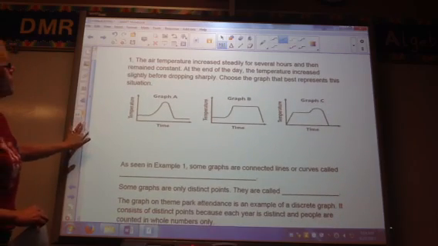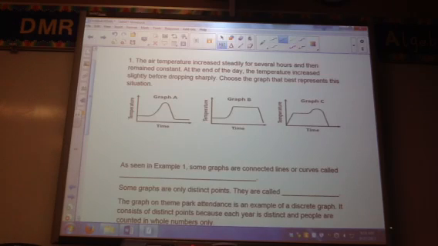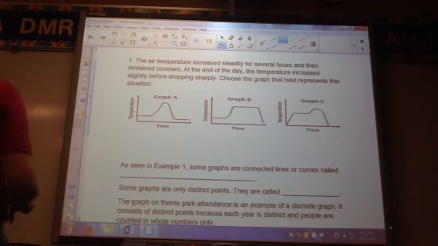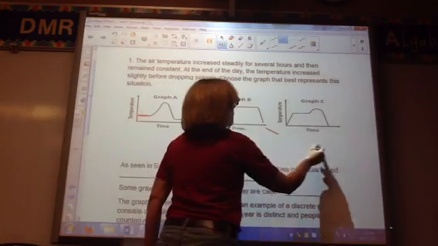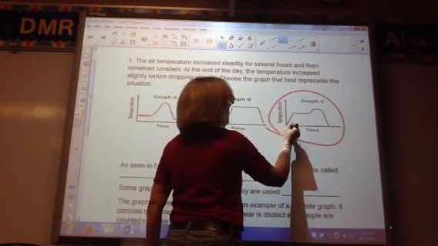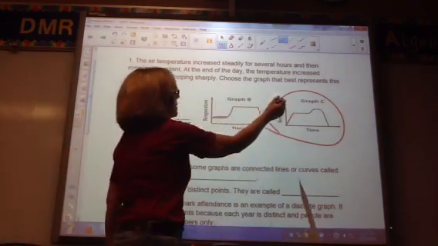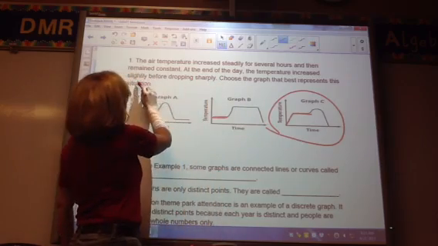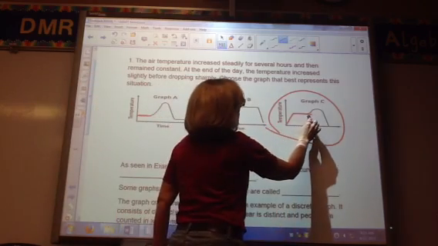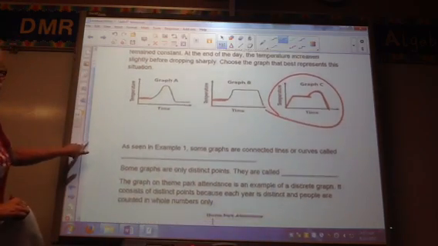Okay, what do y'all think about one here? Which graph would represent that scenario? The air temperature increases steadily. That's not increasing. That's not increasing. So here's your answer, but let's continue. Increasing, all right. Then it remains constant. At the end of the day, the temperature increased slightly before dropping sharply. Increased slightly and then dropped. So graph C is your correct one for that scenario.